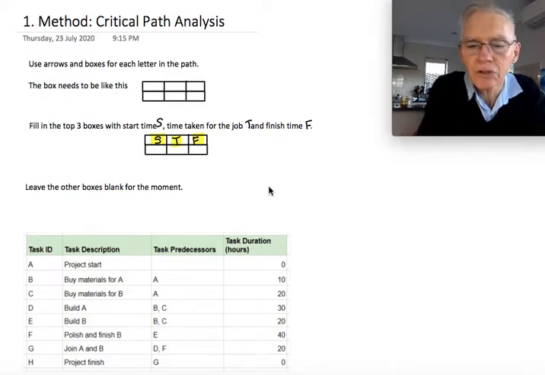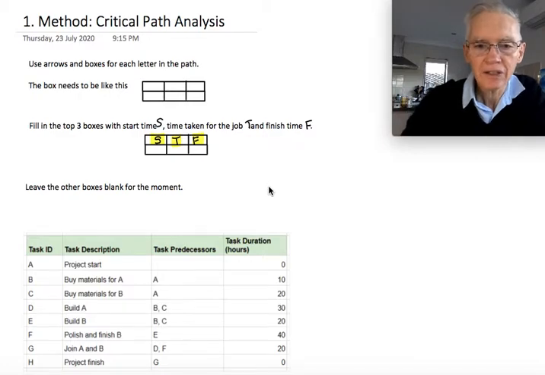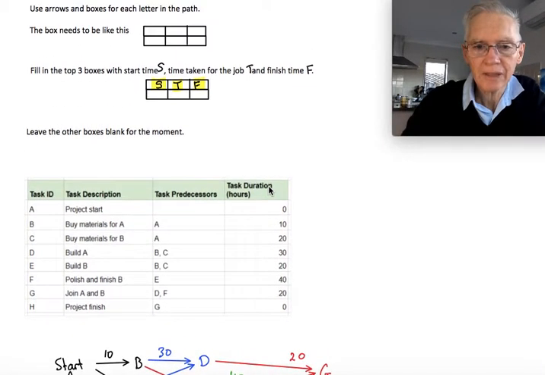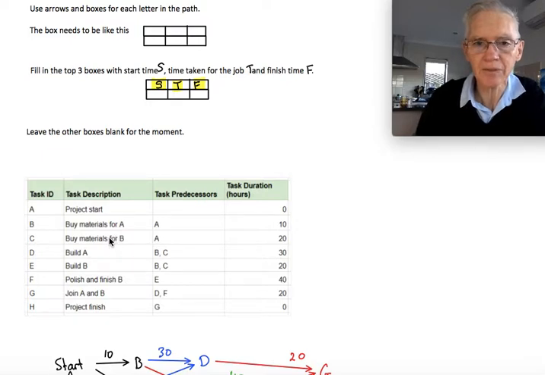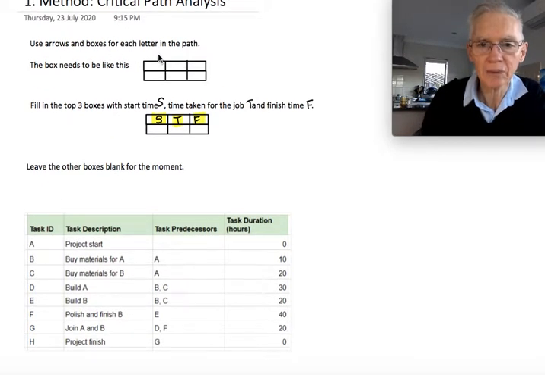Hi, this is our first tutorial on critical path analysis. In this topic, you'll be given a table like this one here, which shows you the things that you need to do, and certain tasks must be completed before others. We're going to use arrows and boxes for each letter.